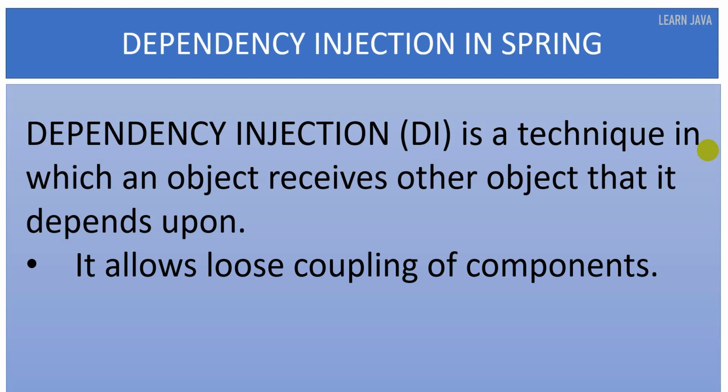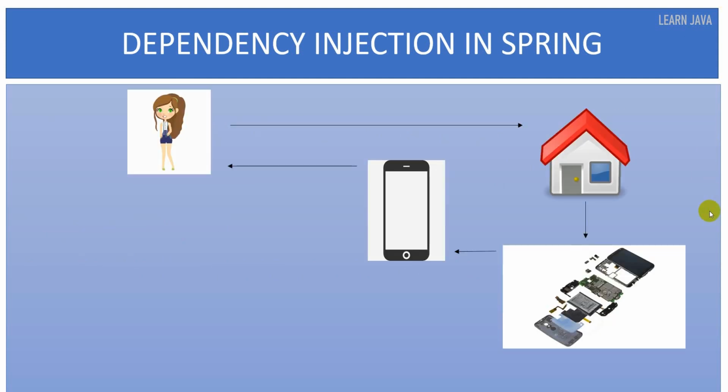In this video we are going to learn about dependency injection in Spring. Dependency injection, also known as DI, is a technique in which an object receives other objects that it depends upon. It allows loose coupling of components. So let's look at this with the help of an example.